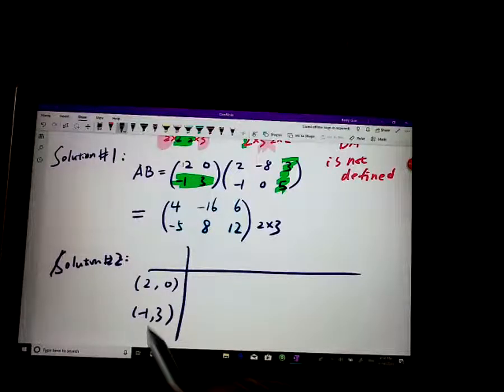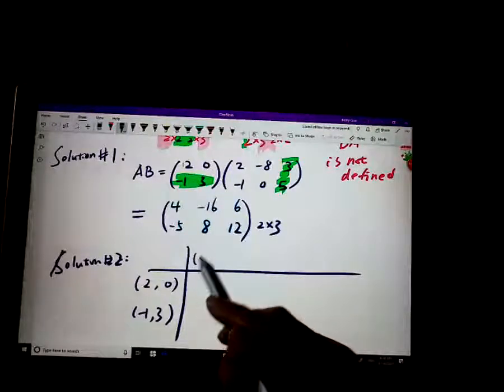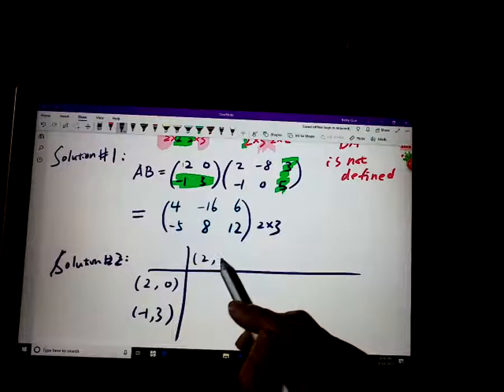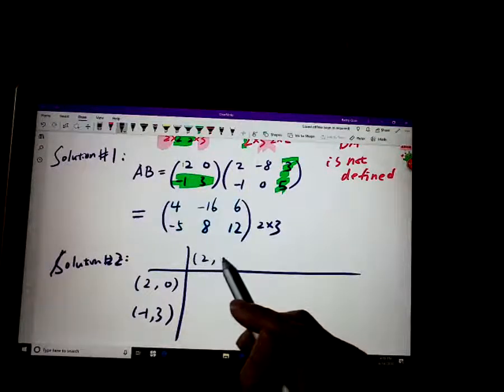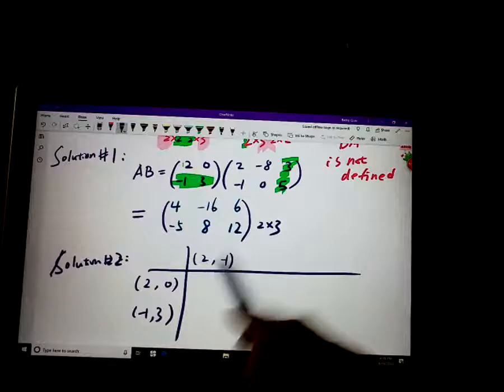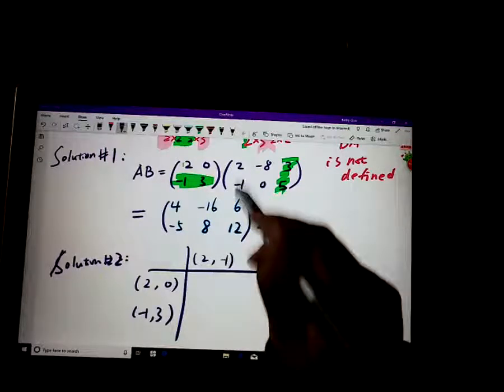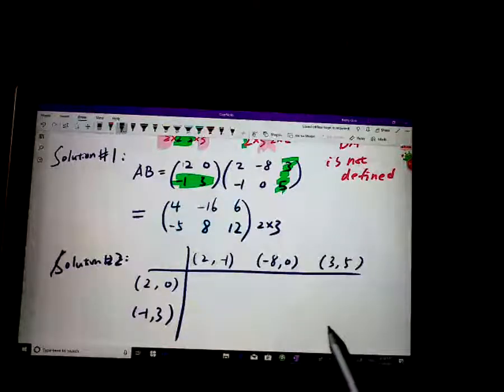And we are going to put column 1 of B here. I know it's a column, but you're going to put it horizontally. That's column 1 of B, right? And then column 2 of B, and column 3.